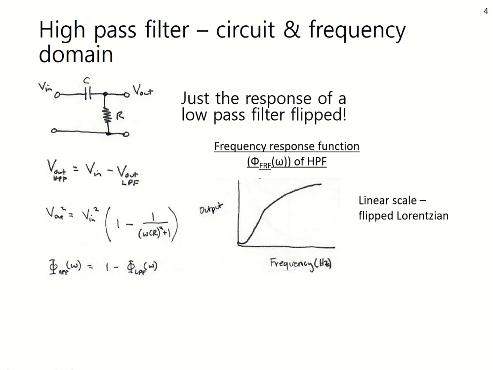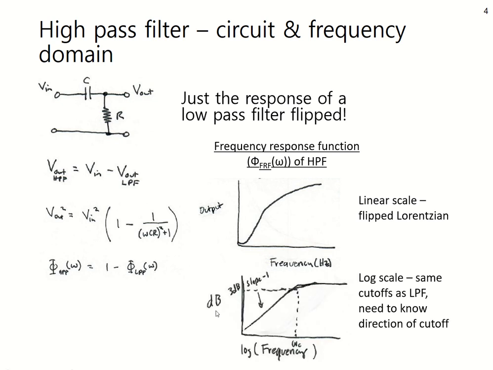If we put this on a log scale, remembering what we mean by decibels, here we see that again it's just a flip of the low pass filter, where we have the same characteristic cutoff frequency and slopes that we saw on this log scale for the low pass filter. And if we write out what this cutoff frequency is, or the time constant in the time domain, we have the same exact values as the low pass filter.